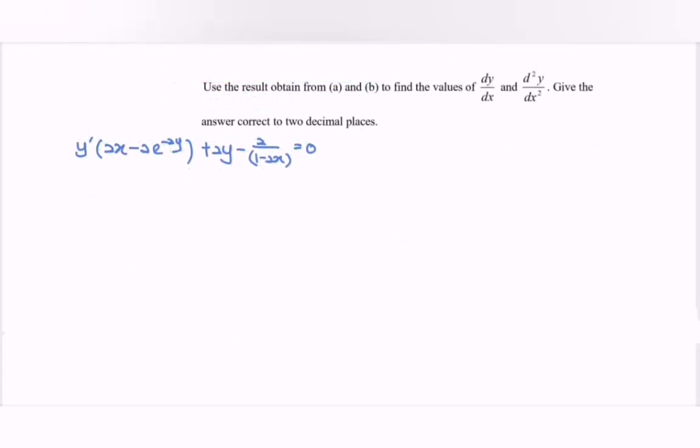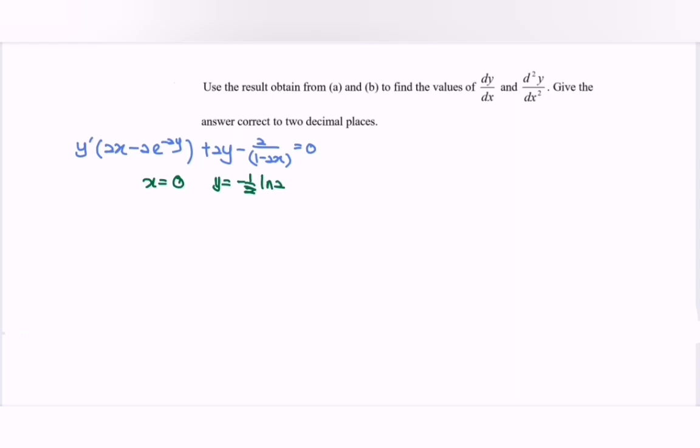Use the result obtained from A and B. So find the value dy dx and the second derivative. Give your answer correct to 2 decimal places. So kindly refer to the previous answer. We have the first derivative and we have the value x which is equals to 0 and the value of y which is equals to negative 1 over 2 ln 2. So kindly substitute the situation.